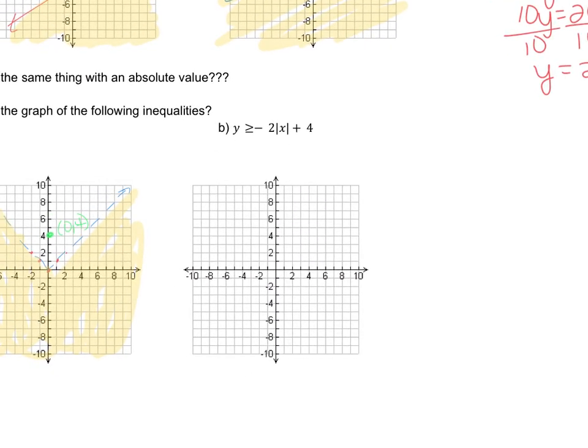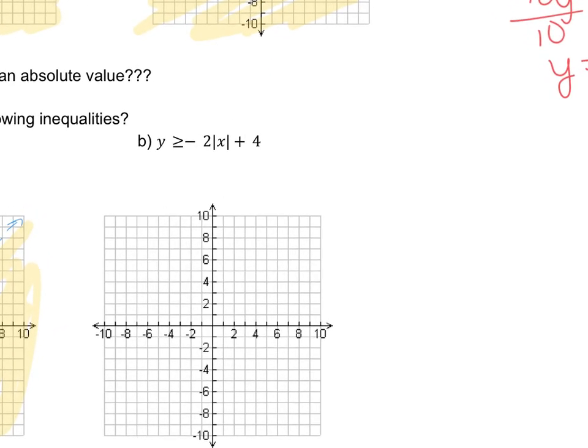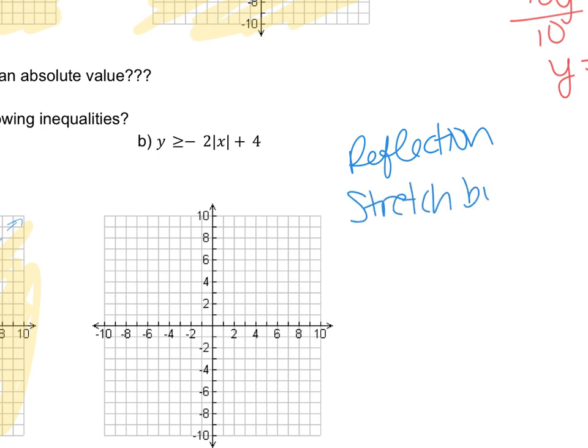Ooh, this one has a stretch and a reflection. Whew, okay, let's talk about this. This has the negative out front, means it's a reflection, right? And then the 2 means a stretch by scale factor 2. And then the plus 4 on the outside means up 4.